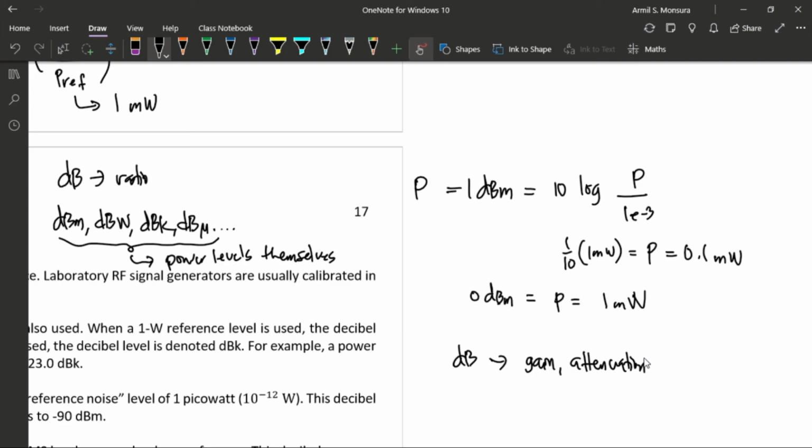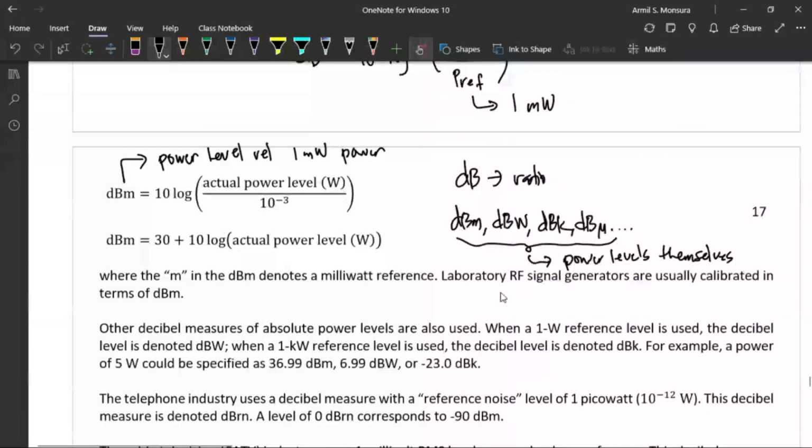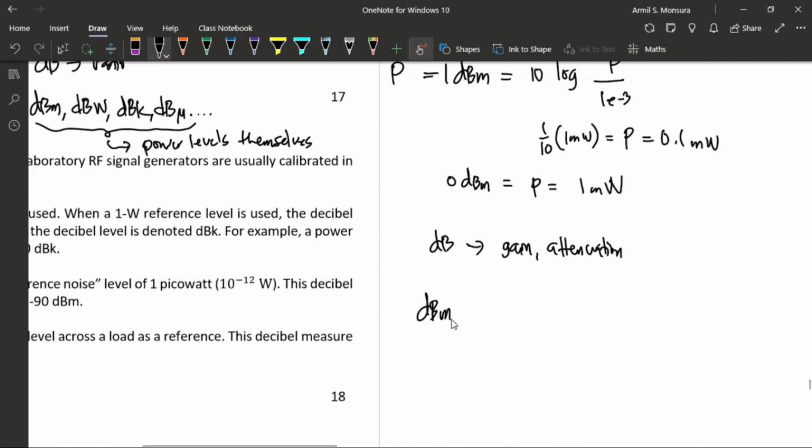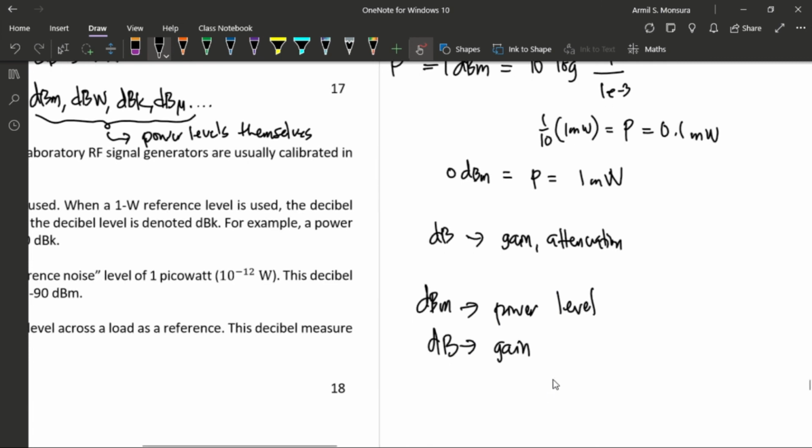We don't really use this dBm, dBW, dBk, and dB micro to indicate ratios, or to indicate comparison of powers. We really use them to express powers themselves. So it is possible that, since dBm denotes power level and dB denotes gain, for example, you can add these two.